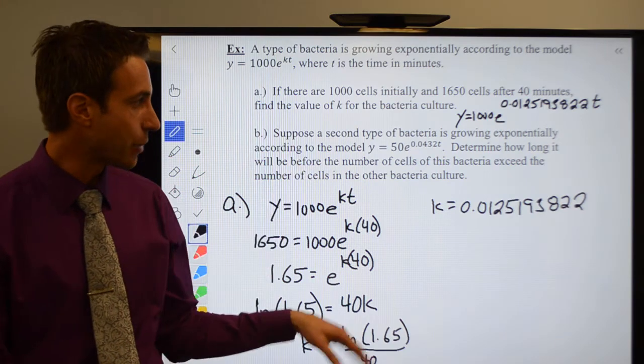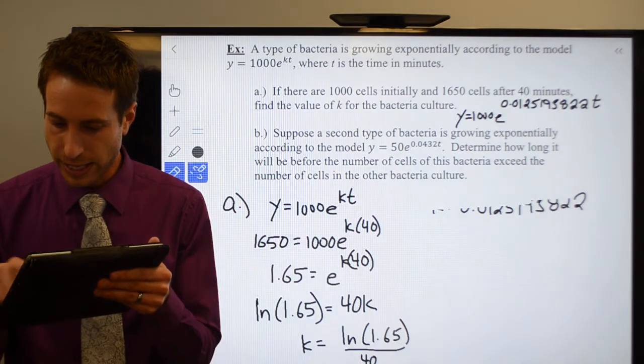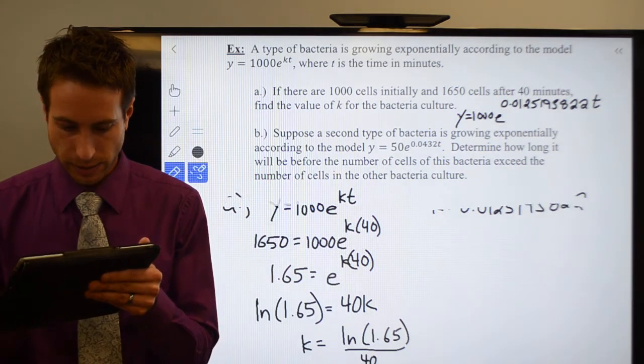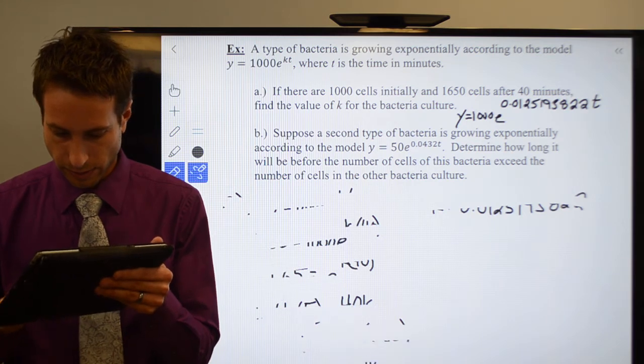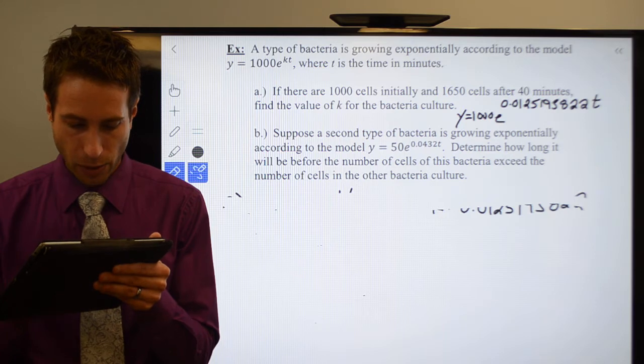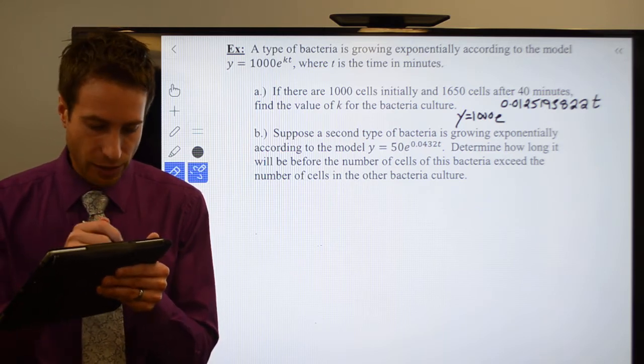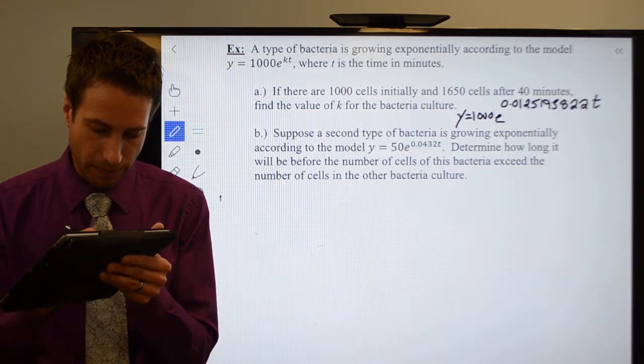So let me go ahead and erase some of this so that you can easily see my work. All right, we'll erase all this, and that way I can just start my work for part B right here, and we can still see the problem and the work that I'm doing. So here we go, part B.